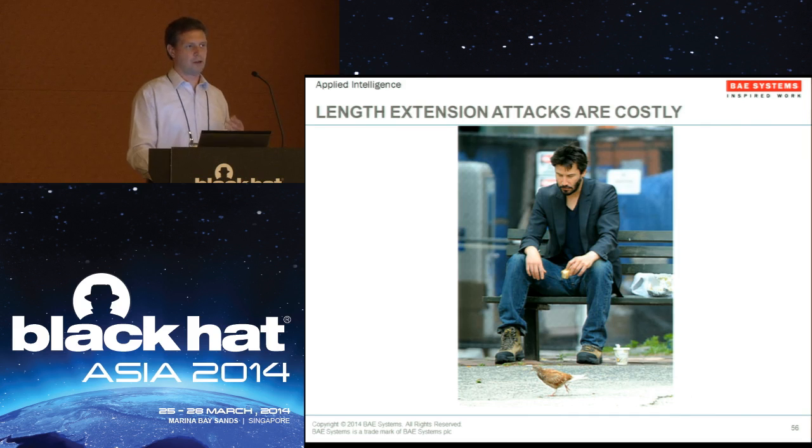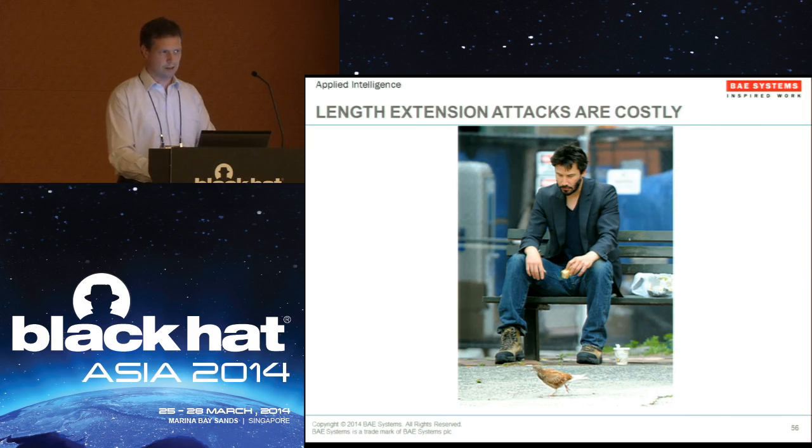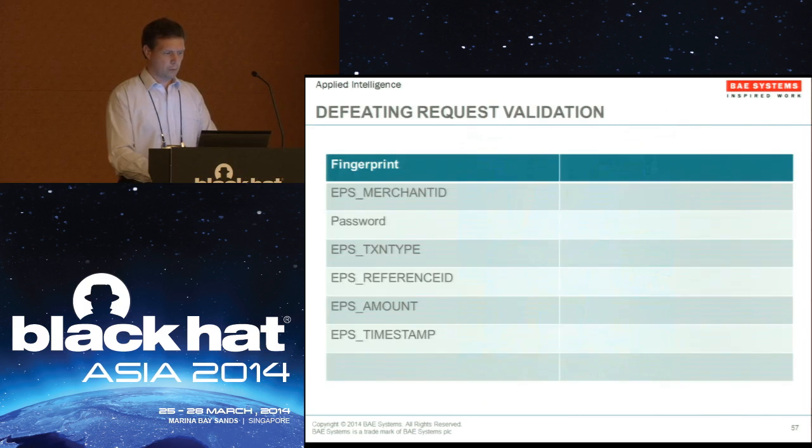I wouldn't, you have to do it on a per transactional basis. Finding MD5 collisions, even with all the advancements in crypto, is still a CPU intensive exercise. So there is a much better solution. We can just defeat the request validation. And the way you go about that is you look at how the fingerprint is made.